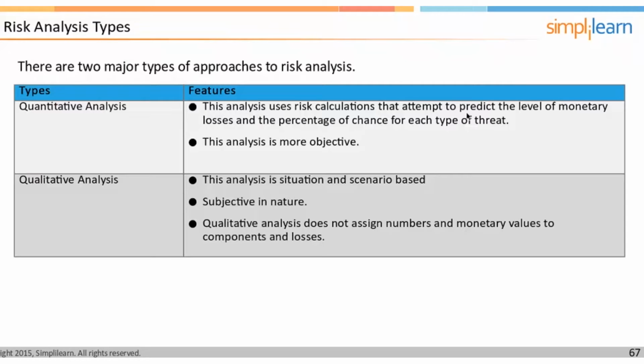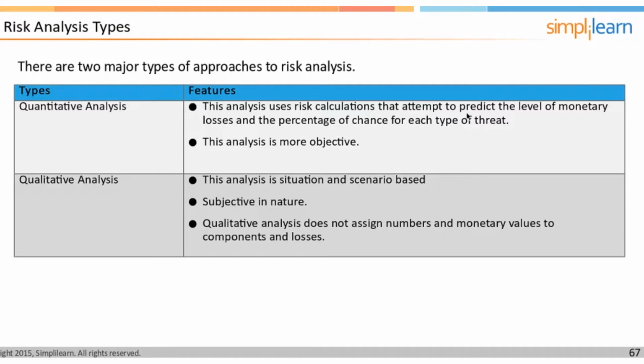The first is the quantitative analysis. When I say quantitative, it relates to quantity. So we have monetary figures, numbers and figures, and you can take a very objective decision. Whereas in qualitative, we do not have any numbers. This is based on a situation, on a scenario, and is very subjective. We're going to look at some examples for this.